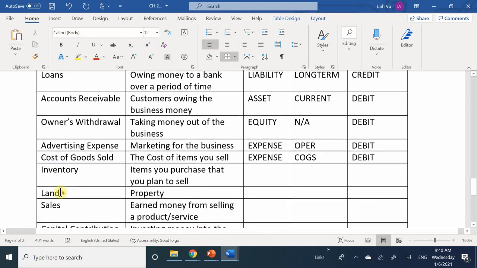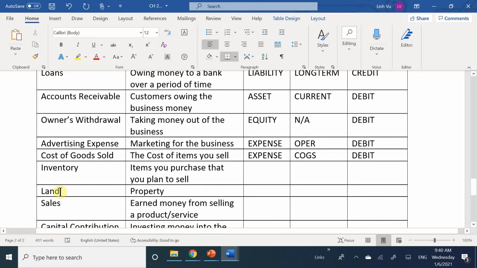What about inventory? So it's items that you purchase and that you plan to sell. It's an asset. Yes, it is something that you own. Now, what kind of asset would it be? It would definitely be current because you can turn around and sell it back for cash. Good. Debit. Yes, it normally has a debit balance. So all assets and expenses normally have a debit balance.